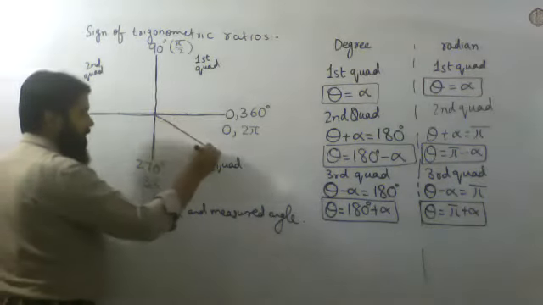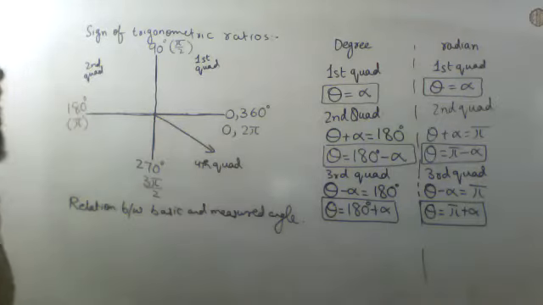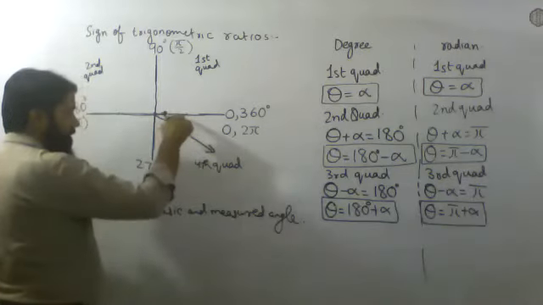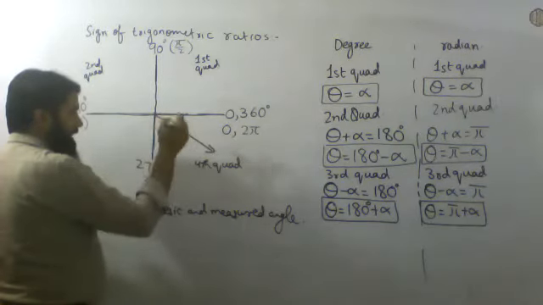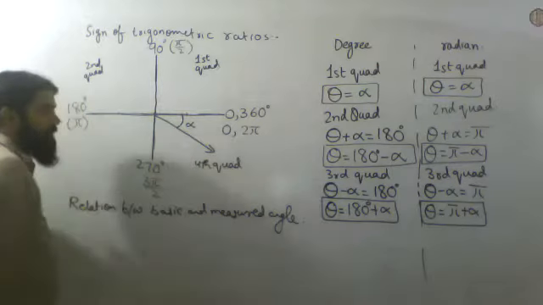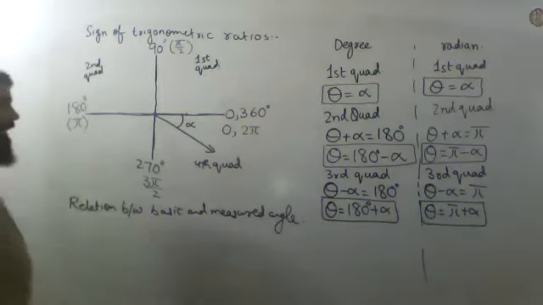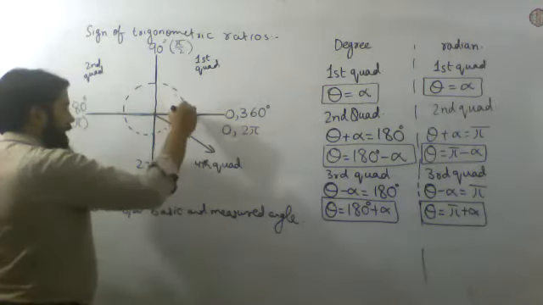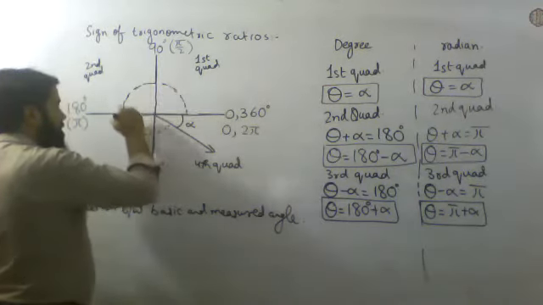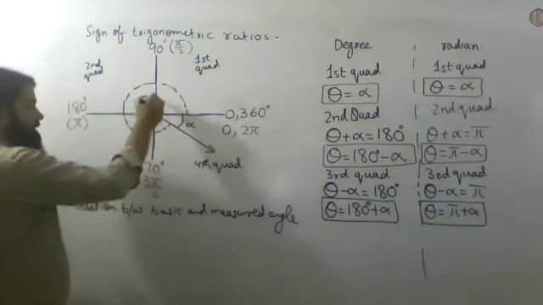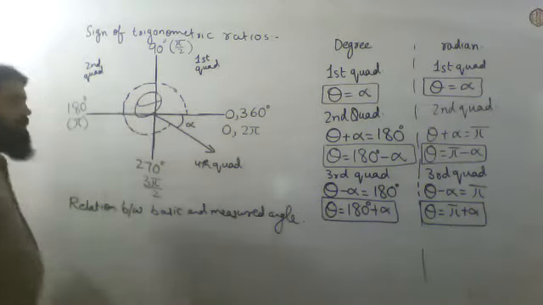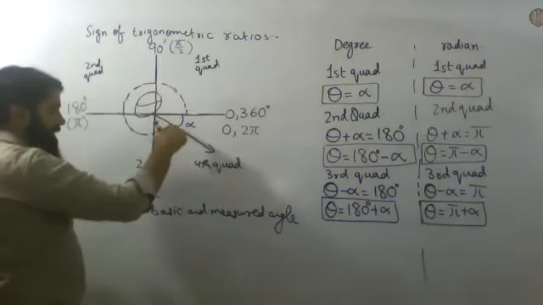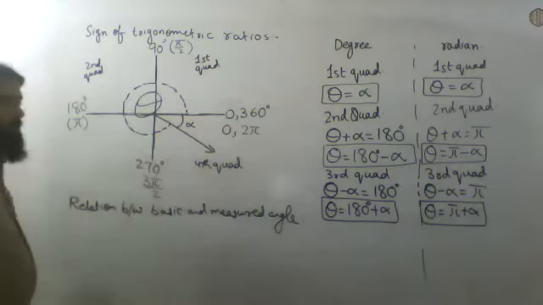Now, this is the fourth quadrant. Okay. So, basic angle from nearest x-axis, that will be known as alpha. And for measuring angle, I will start from the line and I will go till the positive axis. This will be known as theta. Your dotted line is your measured angle and this one is your alpha.